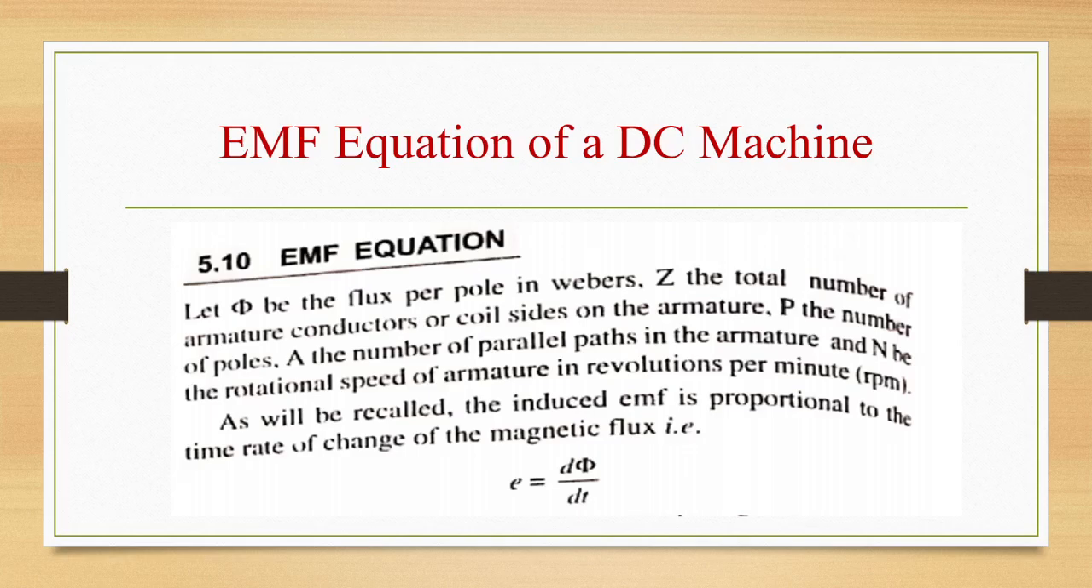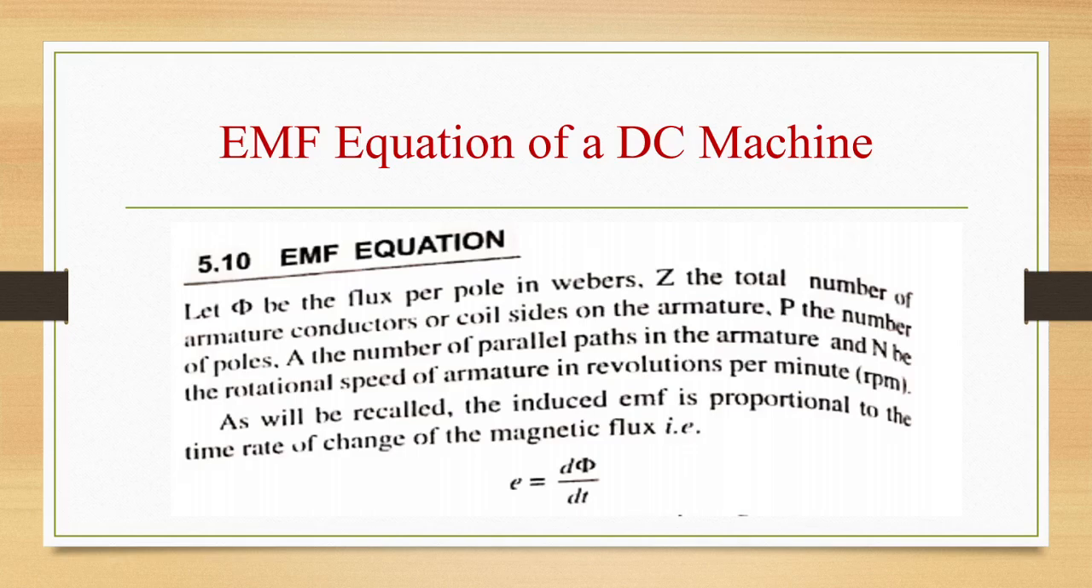Let phi be the flux per pole in Webers. Z is the total number of armature conductors or coil sides on the armature, and P is the number of poles. A is the number of parallel paths in the armature, and N is the rotational speed of the armature in revolutions per minute, that is RPM. RPM is nothing but revolutions per minute. So first we are specifying the terms here. Phi is the flux per pole in Webers. Weber is the unit of flux. Z is the total number of armature conductors.